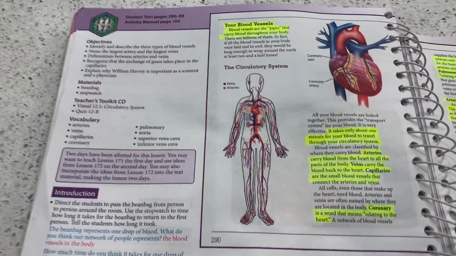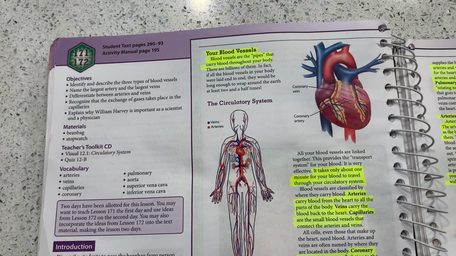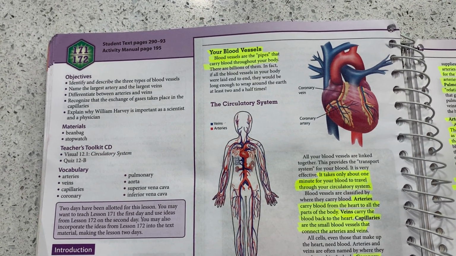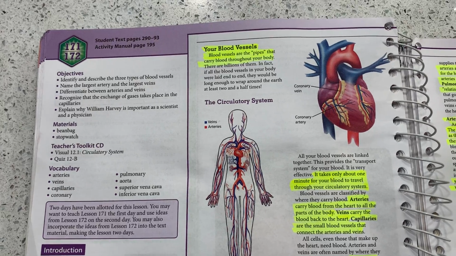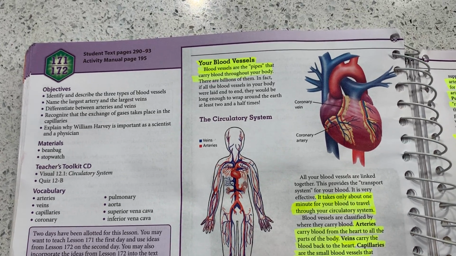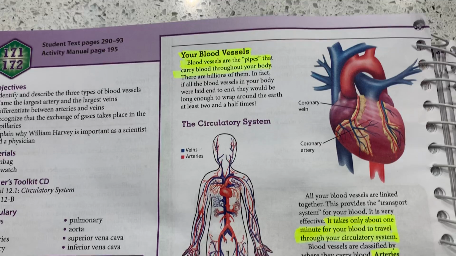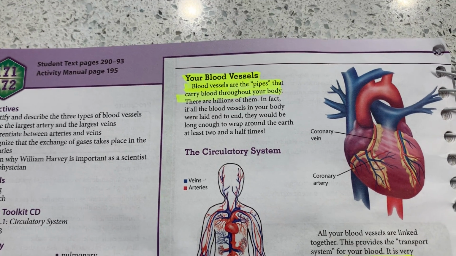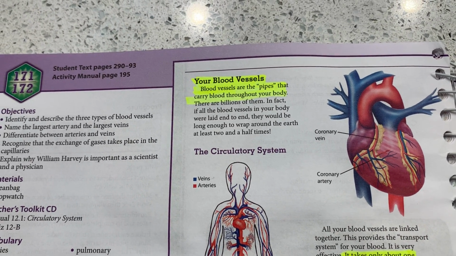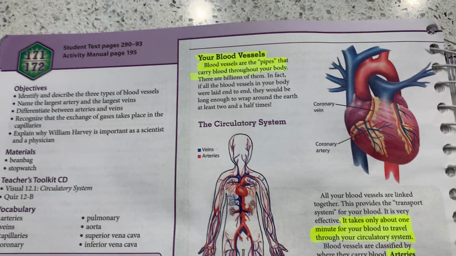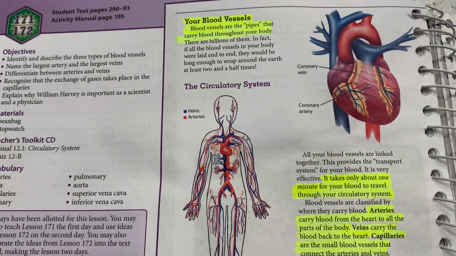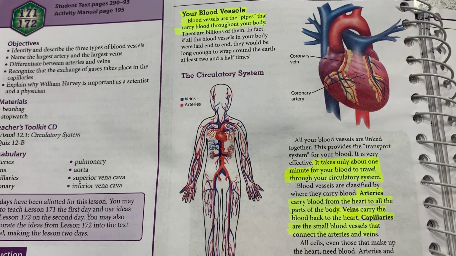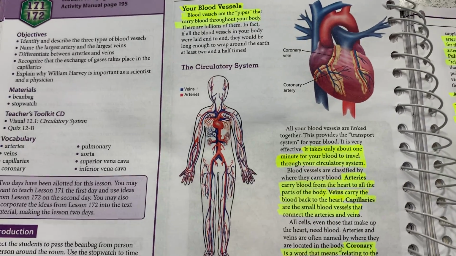So today you should have your book open to page 290 and we are going to be talking about your blood vessels. Now I've highlighted with my highlighter and you may want to go and do that also. I'm going to talk to you for a few minutes about your blood vessels. Blood vessels are the pipes that carry blood throughout your body. That's what your blood travels in. It takes only about 1 minute for your blood to travel through your circulatory system.